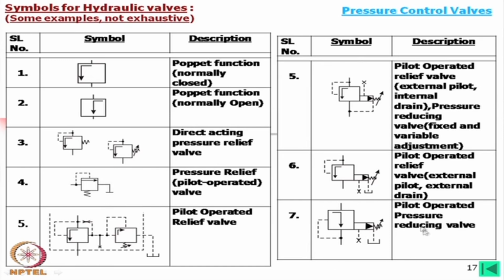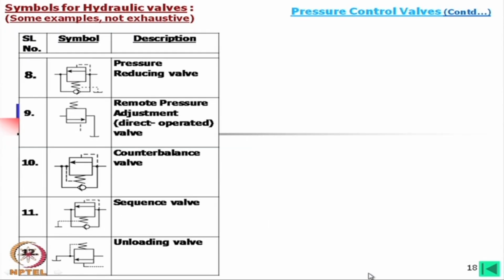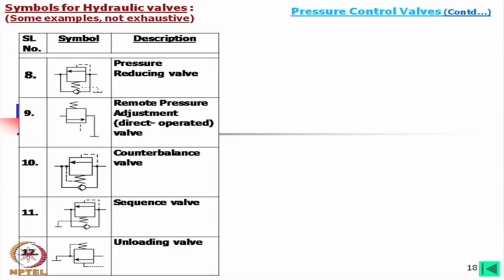And this one is a pilot operated pressure reducing valve, in that case the relief valve function is not shown. So, this is a pressure reducing valve. Whenever this pilot connection is from the downstream, it is a pressure reducing valve. And it is very difficult to remember all such symbols. We do not expect that you will remember all such symbols, but it is just to have an idea.